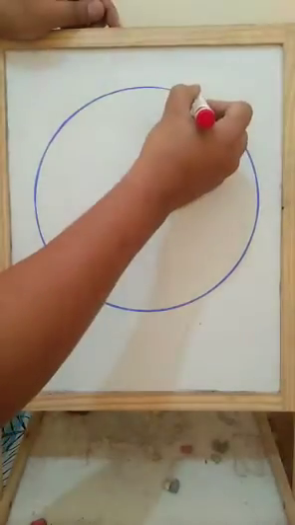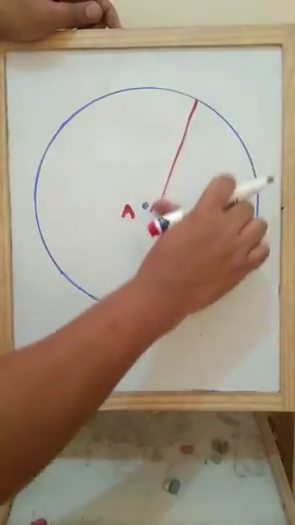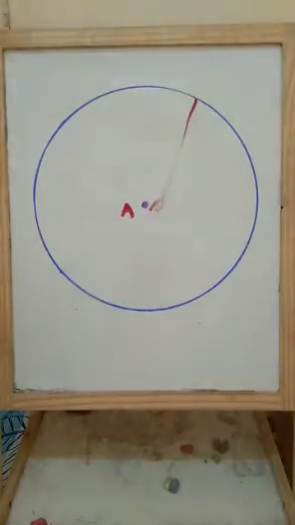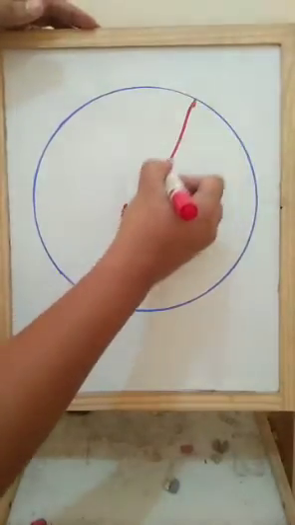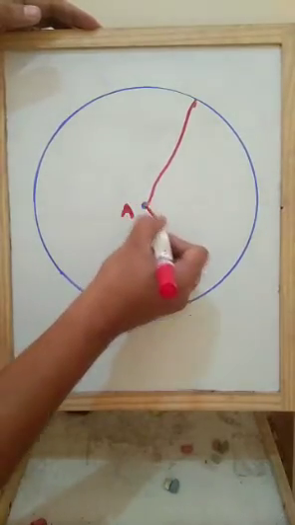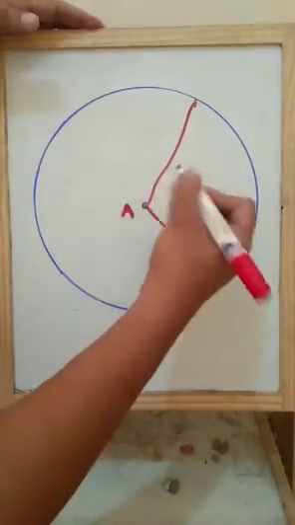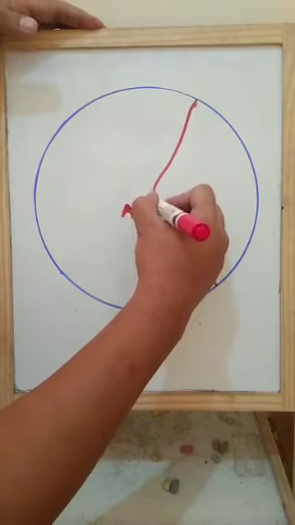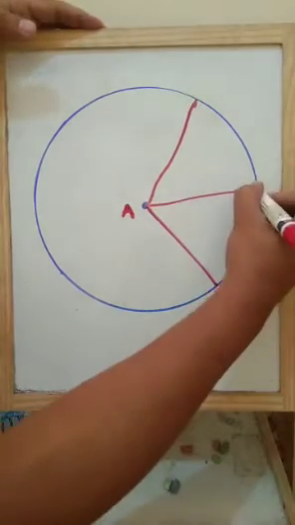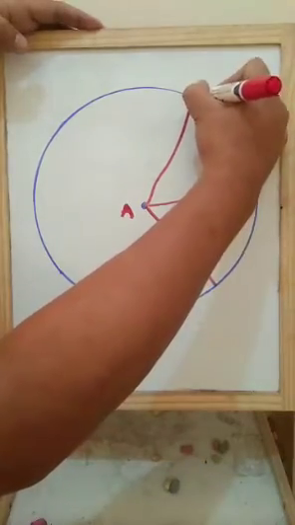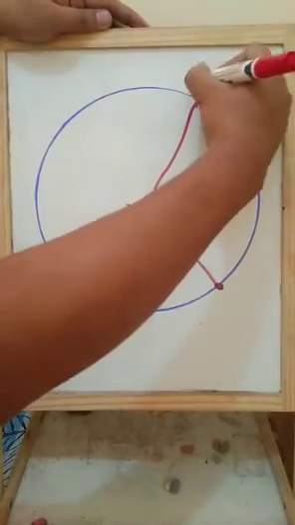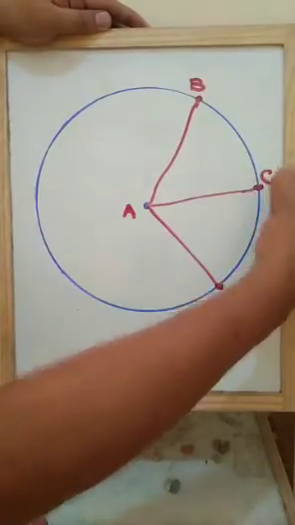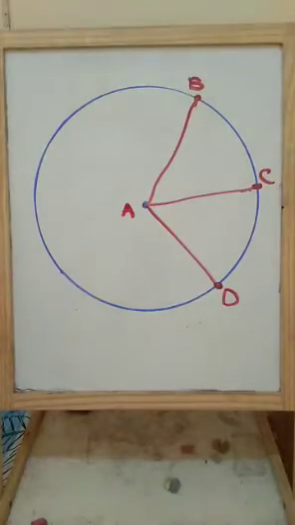Let me just adjust para mas maayos. Let's just assume that this is a straight segment. Mag-assume tayo. Sanay naman kayo mag-assume. Okay, so let's just name this as point B. This would be point C, and this would be point T. Okay, let's just have it like this.